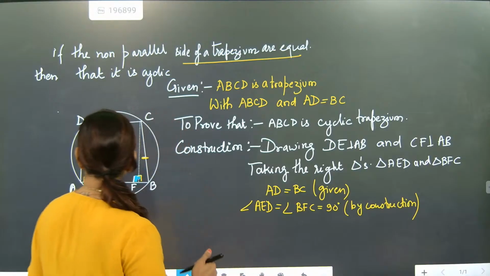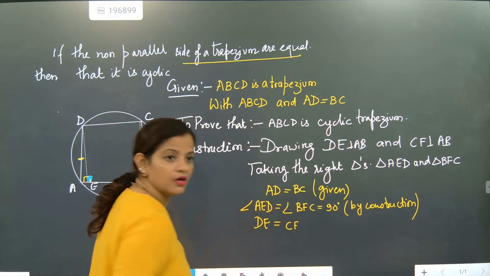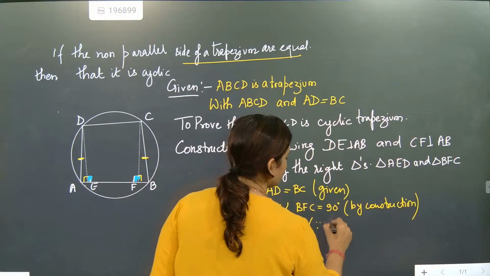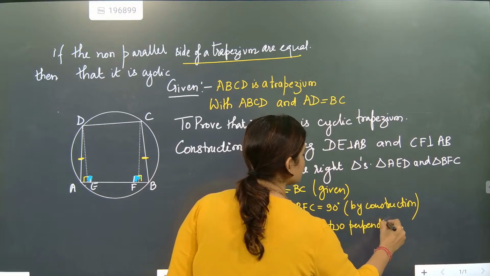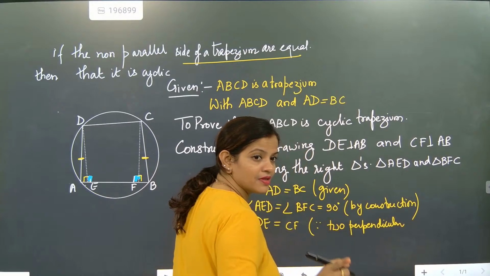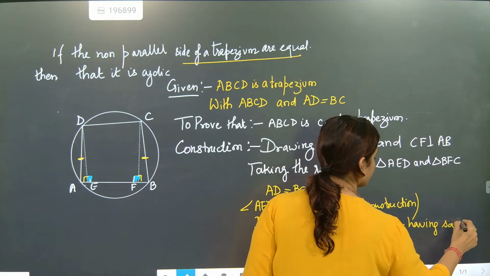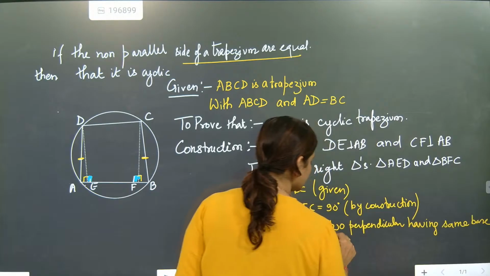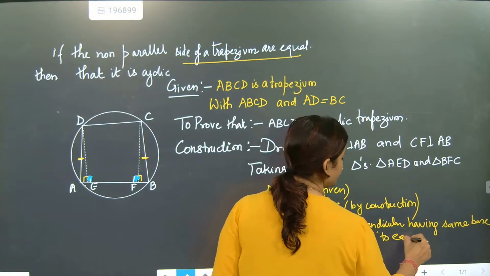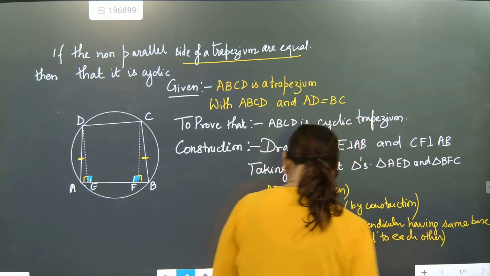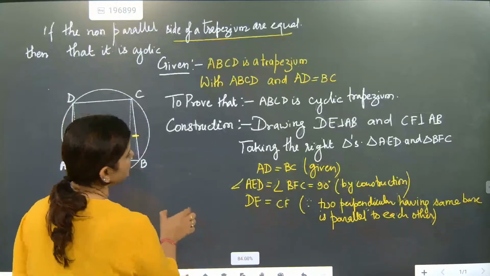So we will say that DE is equal to CF. How? Since two perpendicular lines having the same base are parallel to each other. Understood? So they will be perpendicular to each other. After this, what did we get?